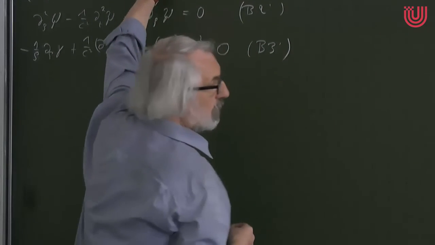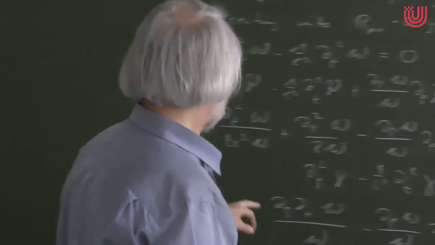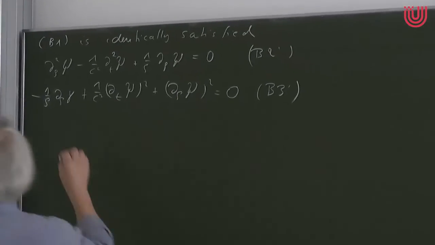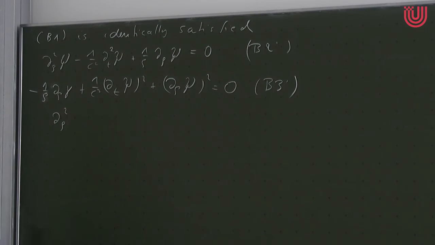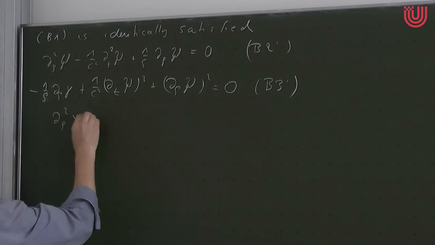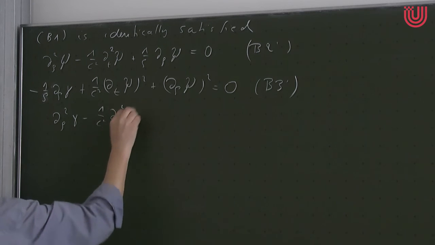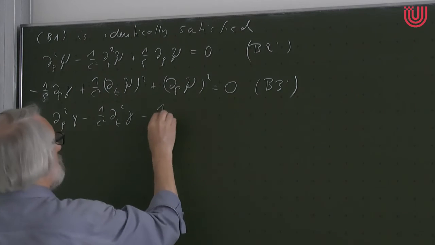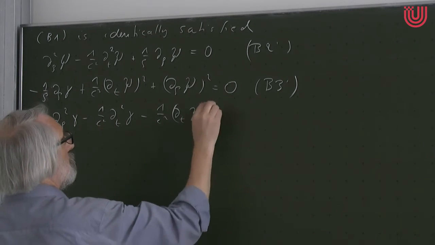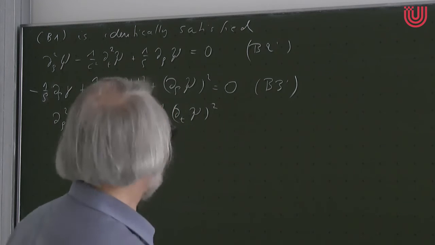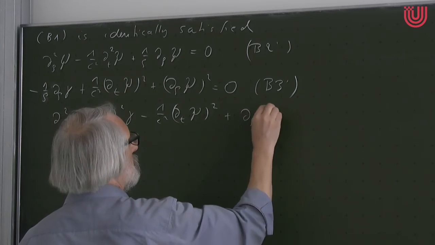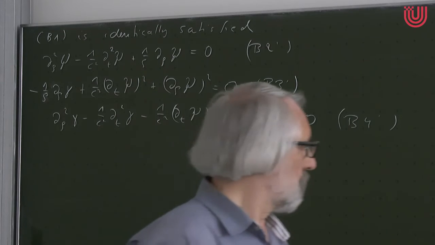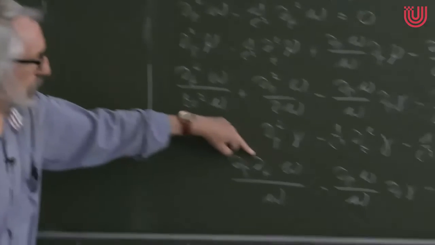So that's B3 prime, B4 prime. Okay, I think I cannot do anything with this. There's no W involved, right? d rho, what was it? Gamma? Yes. Minus 1 over c squared second time derivative, minus 1 over c squared dt psi squared plus d rho psi squared. That's B4 prime. And the last one, this is 0, because W is independent of T.